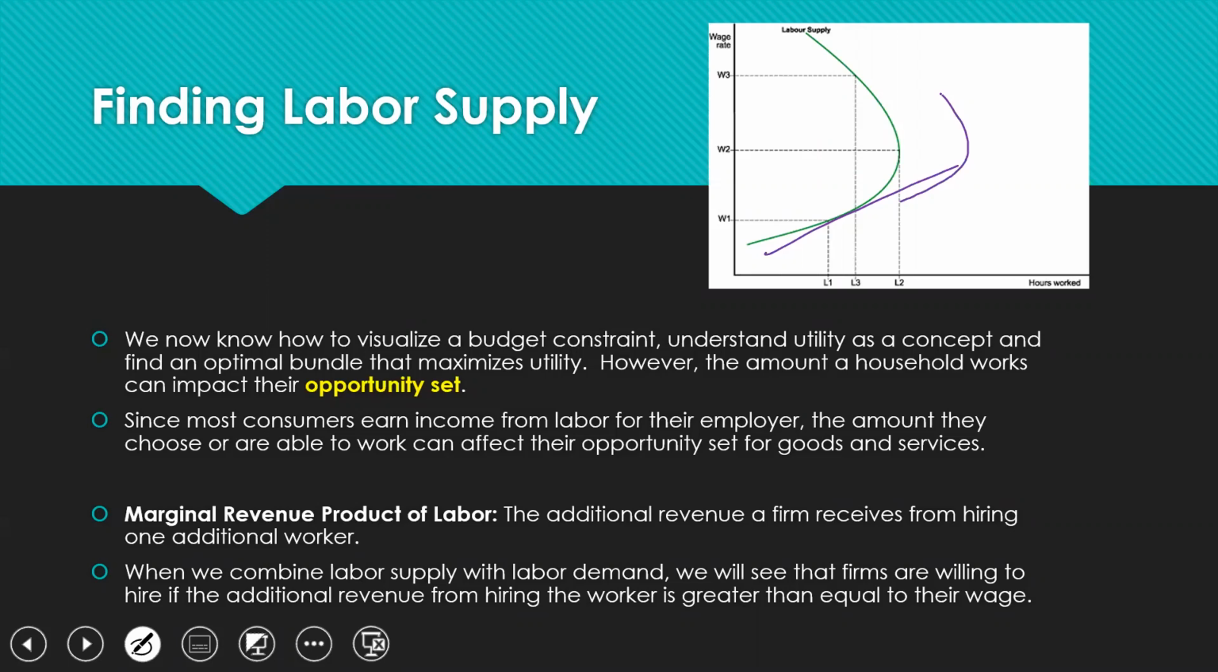So all of that kind of helps define it, but basically what it means is it's the additional revenue a firm receives from hiring one additional worker. So basically, hiring a new worker, they're going to get a certain level of output or sales from them. What is the total value in terms of revenue of those sales? And a firm will hire that worker if the amount of revenue they generate exceeds how much they're paying them.